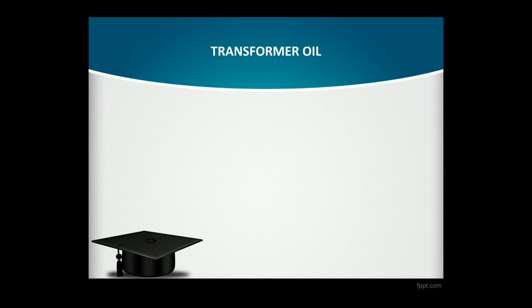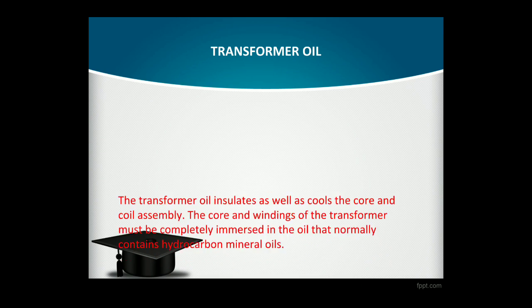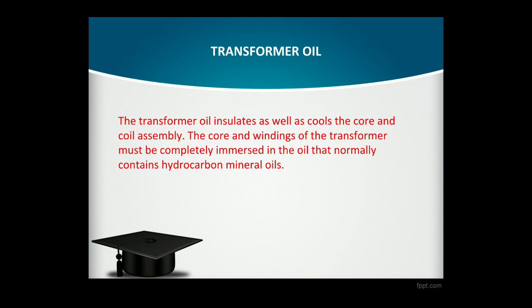Next, the transformer oil. This is a very important part of a transformer. The transformer oil insulates as well as cools the core and core assembly. Actually, this is a hydrocarbon oil, known as Ascarel oil, and it insulates the winding. Also, when the load is increased, the winding's I square R loss is more, that means the copper loss is more, and it is heated. Due to the eddy current loss, the transformer core is also heated. So to cool the transformer, this type of oil is used.